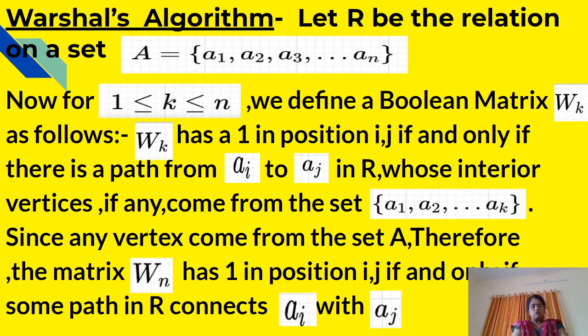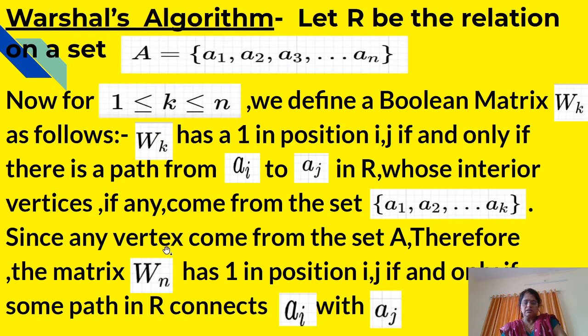Now we will see what Warshall's algorithm is. Let R be a relation on a set A, where A is equal to {A1, A2, A3, ..., An}. Now for 1 less than or equal to k less than or equal to n, we define a Boolean matrix Wk as follows. Wk has a 1 in position i, j if and only if there is a path from Ai to Aj in R whose interior vertices, if any, come from the set A1, A2, ..., Ak.